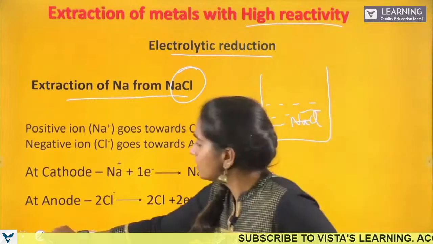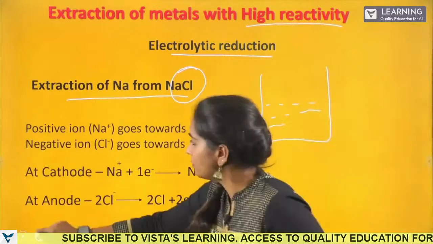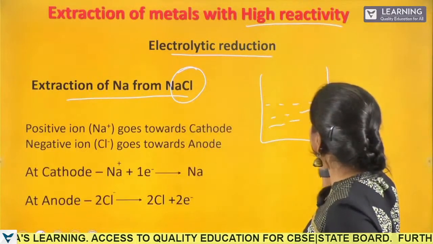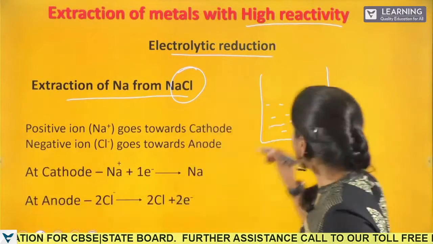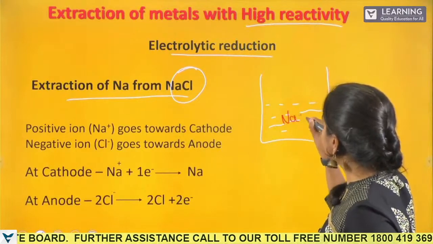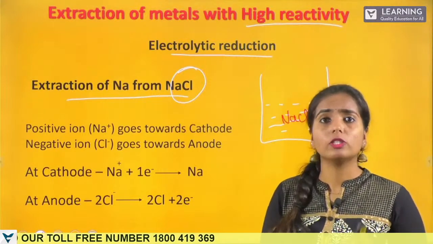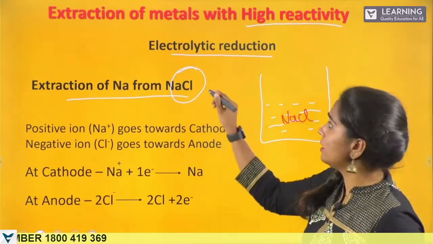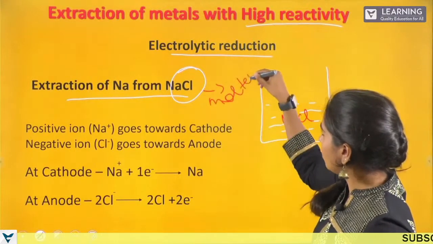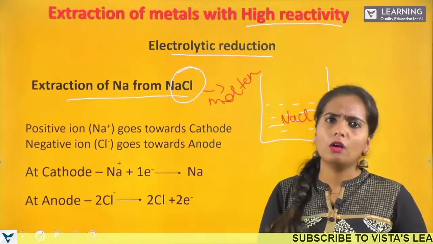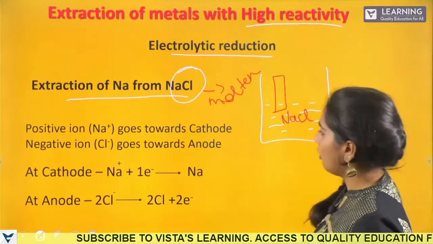I'll just change the pen color so that it will be easy for you to understand. So NaCl is present in our electrolytic solution. You have to remember, NaCl is present in molten condition, in molten state. Now this is connected to two of our rods.